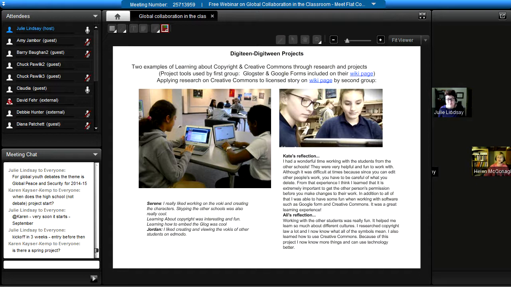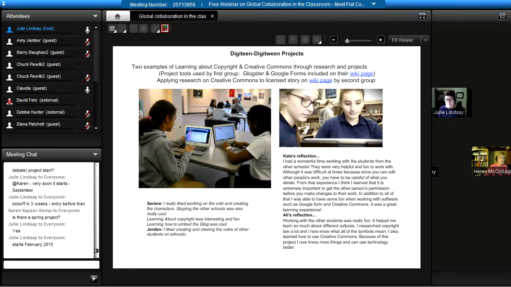And I'll let you, there are links to the wiki pages where they created their projects. I think Kate and Allie were looking into copyright, so Kate decided to write a story about bullying and being careful of bullying. But they also had looked into Creative Commons, and that helped them decide what kind of Creative Commons license they should give to their story, which was pretty neat.